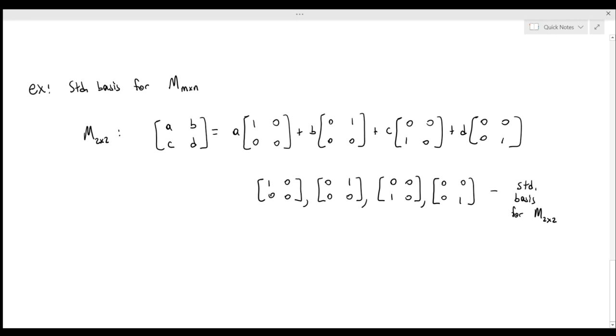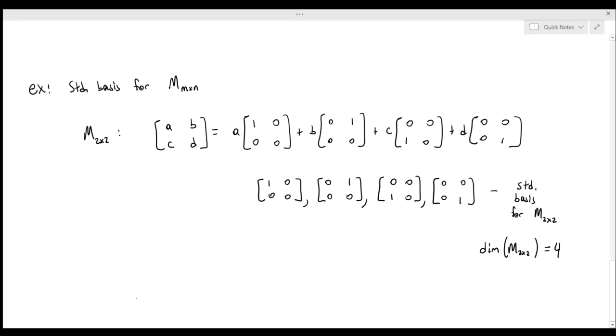And because this basis has 4 elements, or 4 vectors in it, we can say that the dimension of M 2 by 2 would be equal to 4. And any other basis for this space is going to have 4 matrices in it as well, okay?